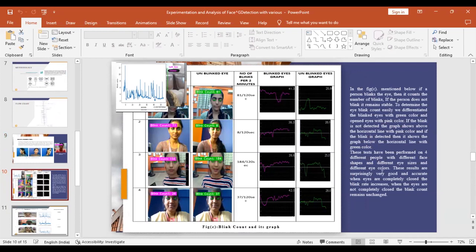The test has been carried out on different people, with different shapes, sizes and colors. The result is surprisingly very good and accurate when the eye is completely closed, in the blink rate ratio. If the eyes are not completely closed, the blink count will not be shown. This is the blink only, we check how many blink counts there will be.